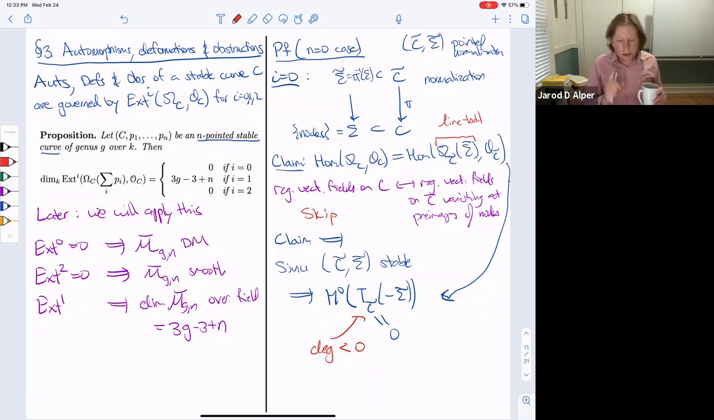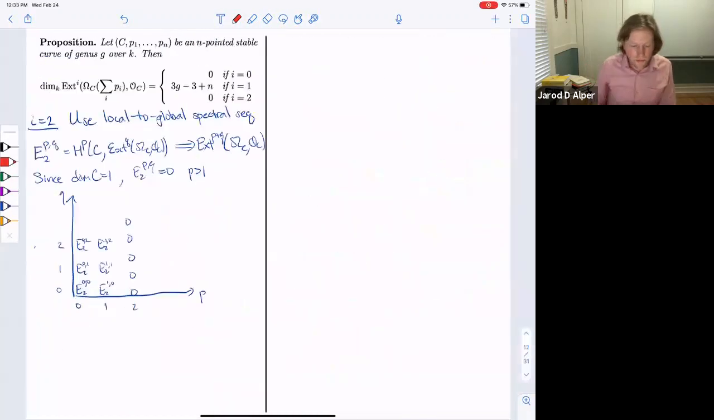Okay, we're going to jump to i equals 2 and then move to i equals 1. So we want to show vanishing of Ext2, and we're going to use a spectral sequence. I think it's the only time in this course we'll use a spectral sequence, but it's a relatively simple one. So we're going to use the following local to global spectral sequence of Ext and the sheaf Ext.